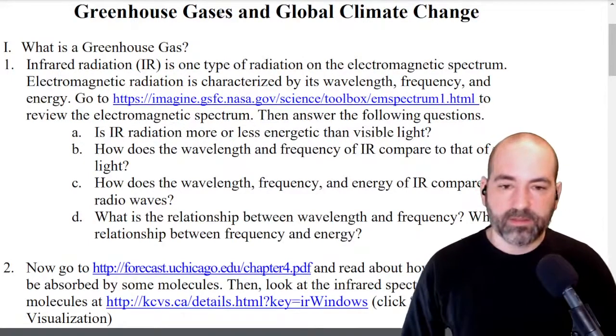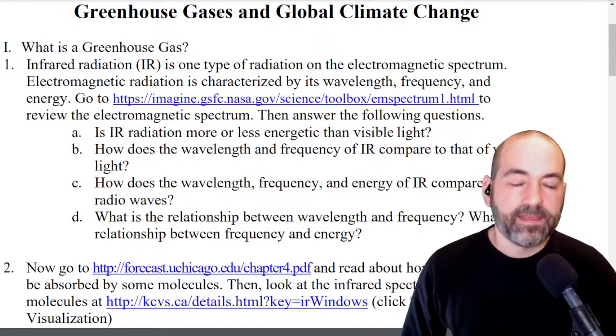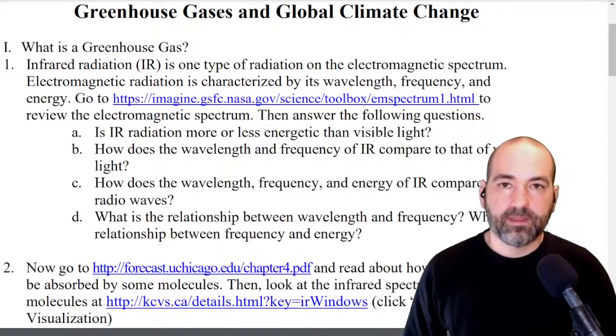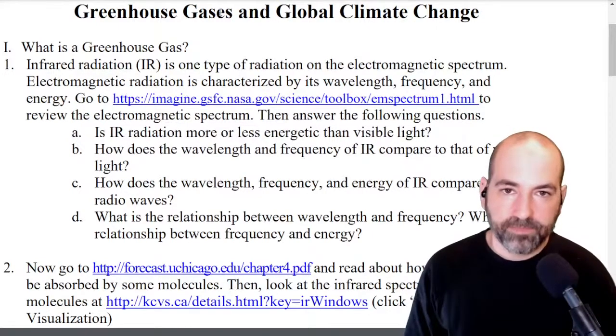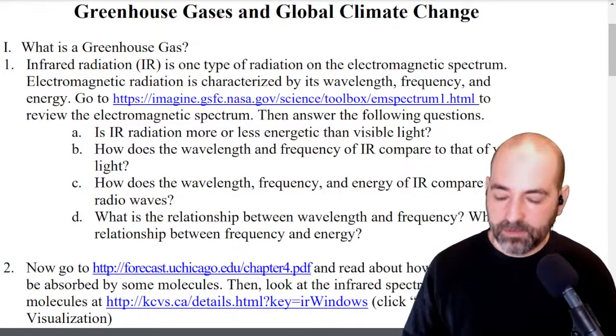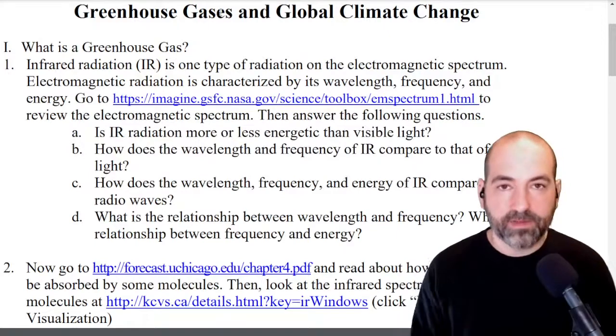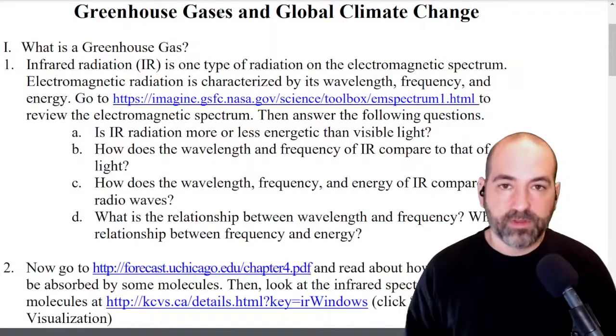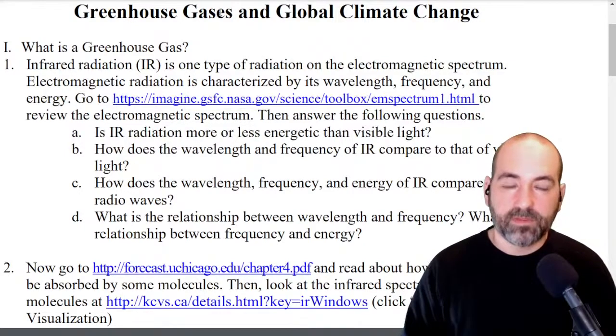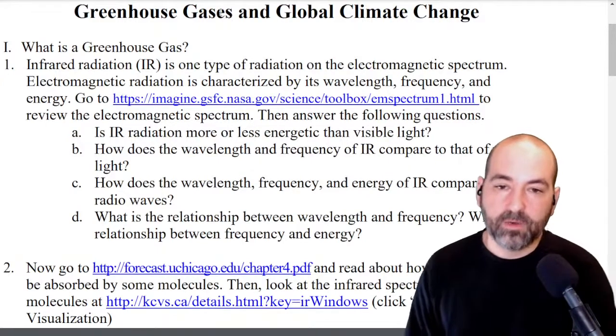So the way that the greenhouse effect works is that radiation from the sun hits the earth, and then some of that radiation is absorbed. When we say radiation, I should define that also. We're talking about all electromagnetic radiation. That's everything from the super high energy gamma rays to really low energy radio waves.